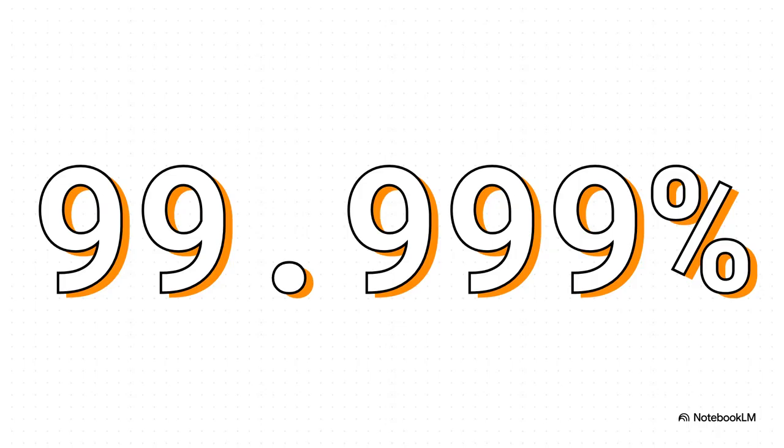So what's the goal of all this? It's to hit that magic number, 99.999% availability. We call it five nines. And to put that in perspective, that means less than 6 minutes of downtime for the entire year. That's incredible. And technologies like stacking are absolutely key to even getting close to a number like that.